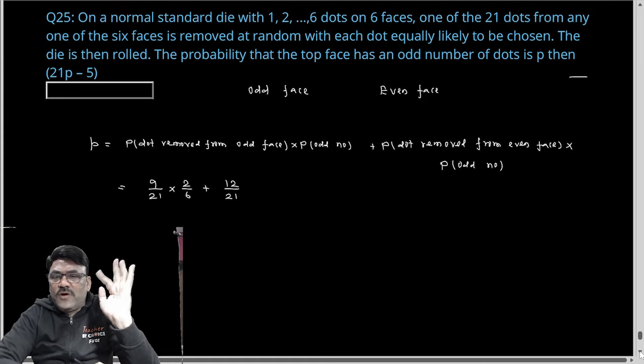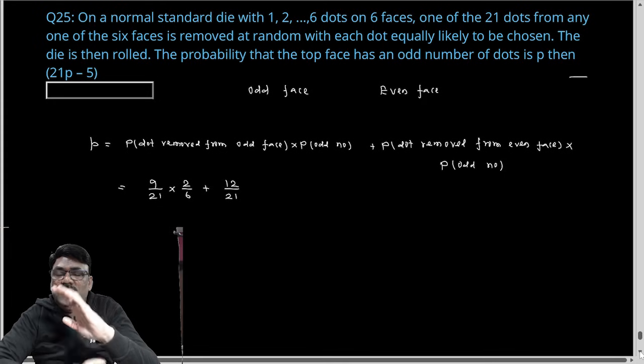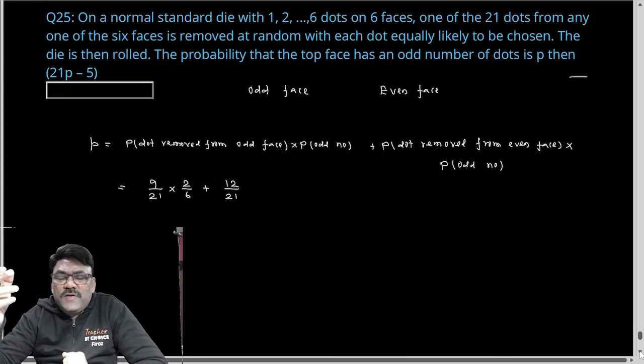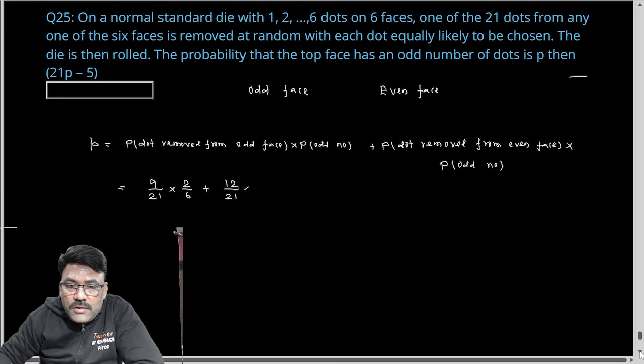1, 3, 5 are already there with odd numbers. And from one even face you have removed one dot. Let's say from 6 you have removed one dot, so that becomes 5. So now you have 4 faces out of 6 having an odd number. So the probability of getting an odd number will be 4 by 6 now.